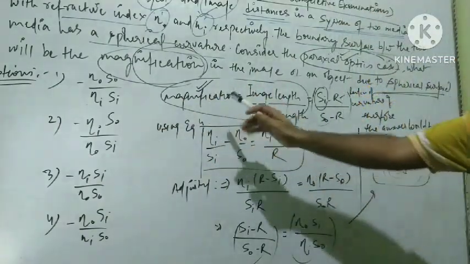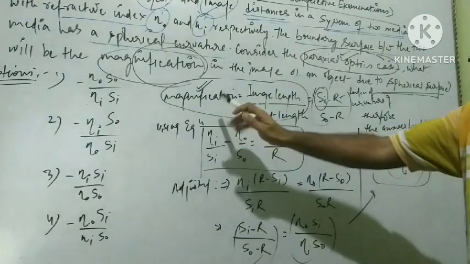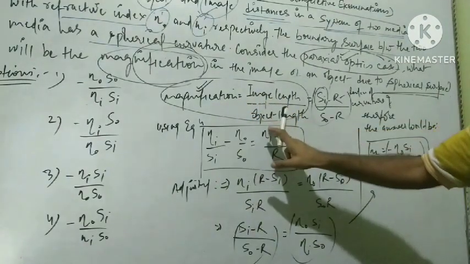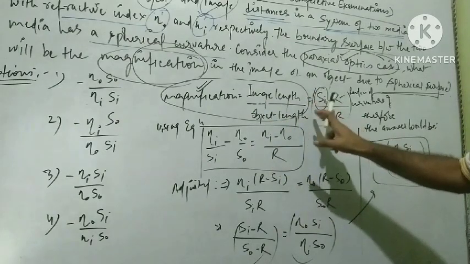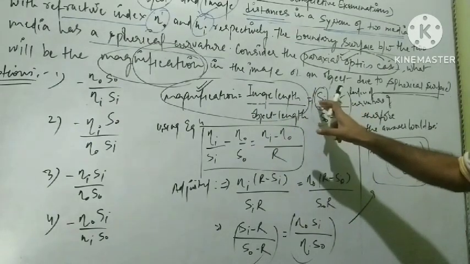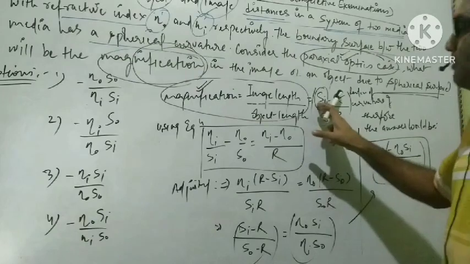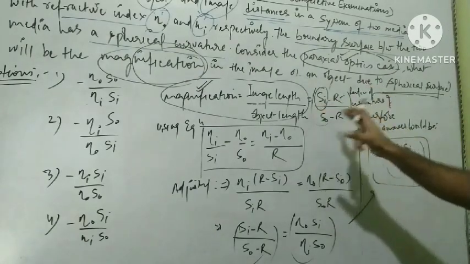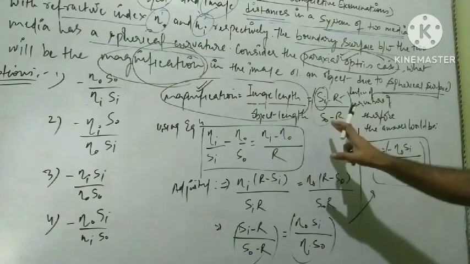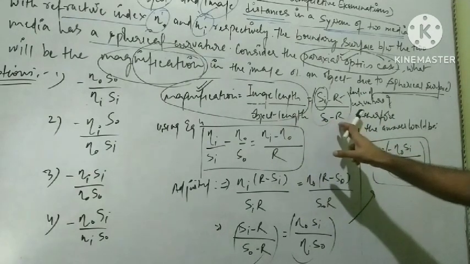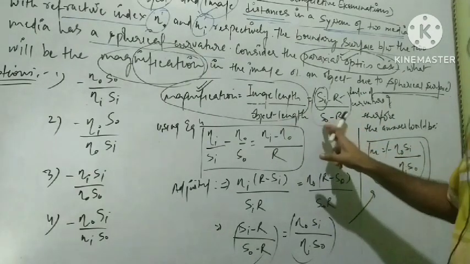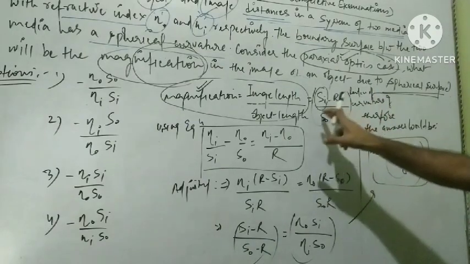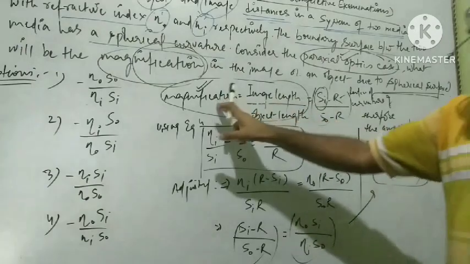So when bothering about the magnification, the simple definition is the computation of the image length with respect to the object length, which is SI minus R. SI is the distance of the image from the curvature, minus the radius of curvature, upon the object length, where we subtract the radius of curvature from the distance of the object from the curvature. So SI minus R by SO minus R is the magnification.